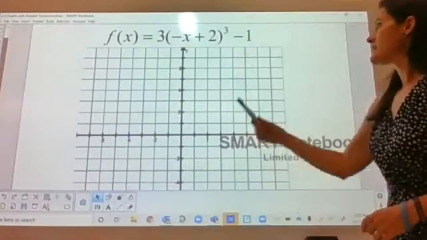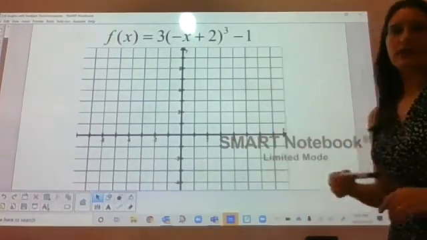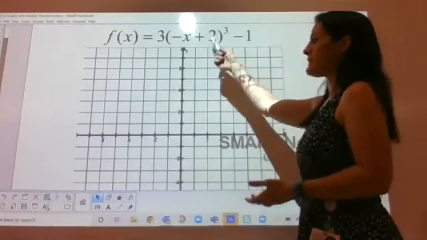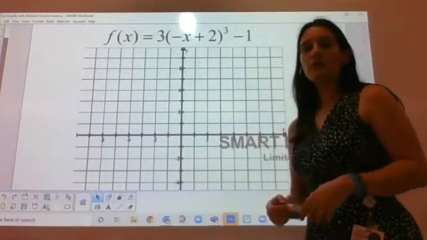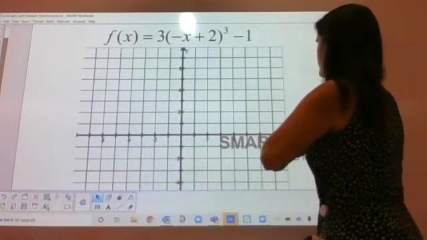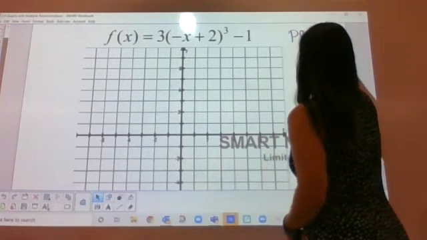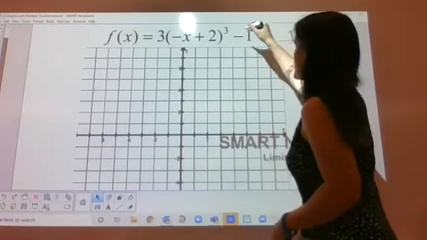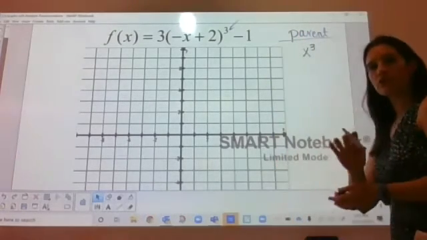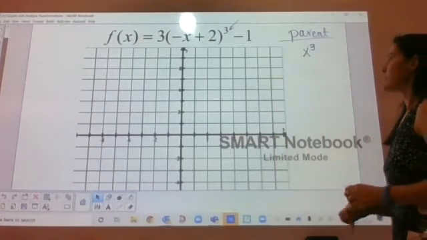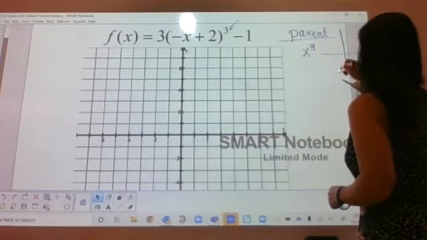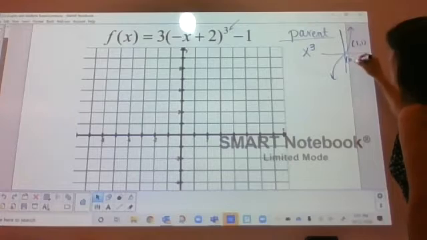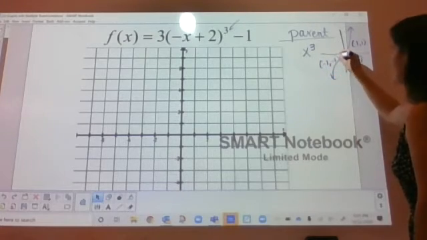All right, so take a moment, look at this modified or transformed equation and figure out what the parent function was. I hope you said x cubed, right? Because of that 3 right there tells you that's your clue of what the original function was. And x cubed looks like this. Okay, and we're going to use the points (1, 1), (0, 0), (-1, -1).